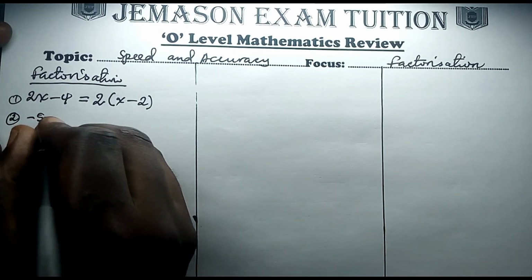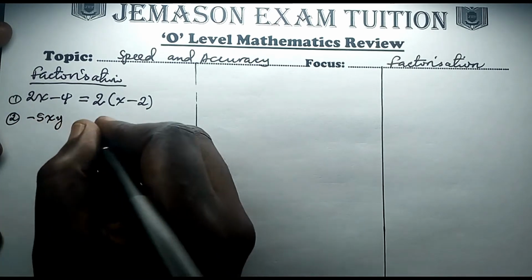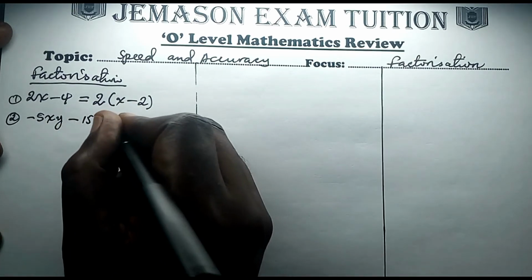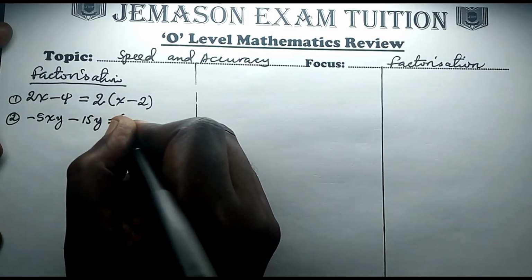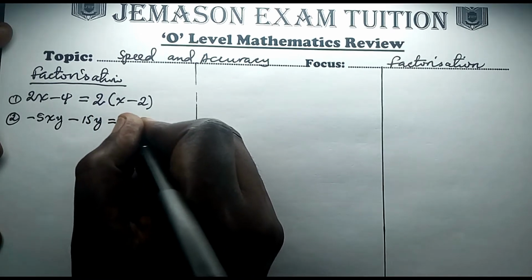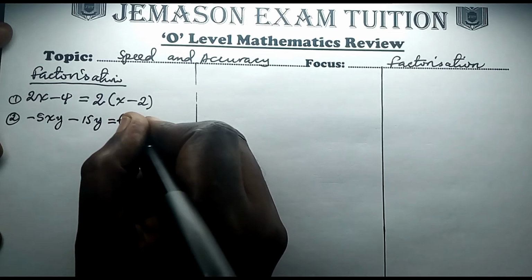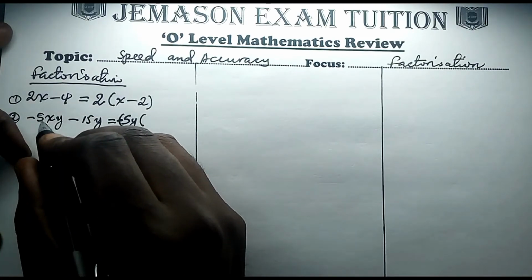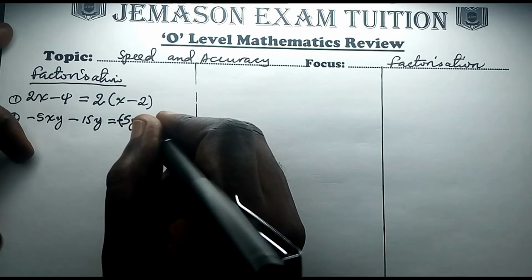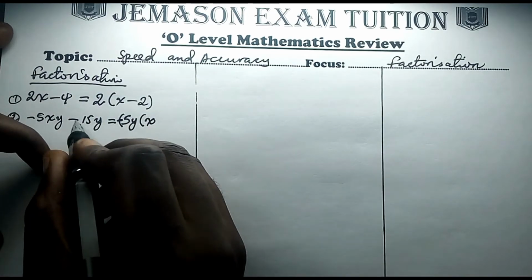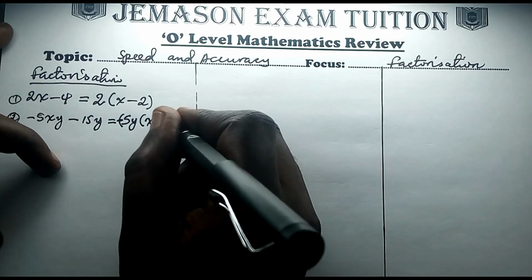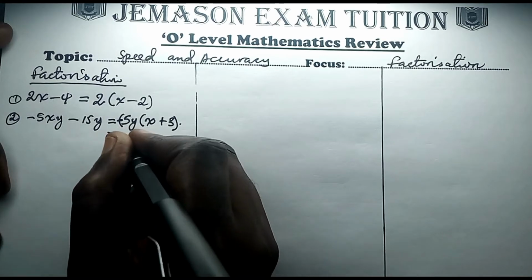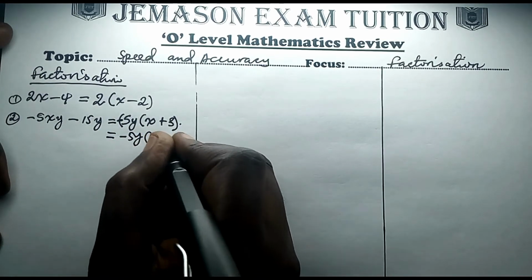It could be negative 5xy minus 15y. Then the common factor would be negative 5y. And when I divide negative 5xy by negative 5y, I get x. Negative 15y divided by negative 5y will be positive 3. And so the answer is negative 5y into x plus 3.